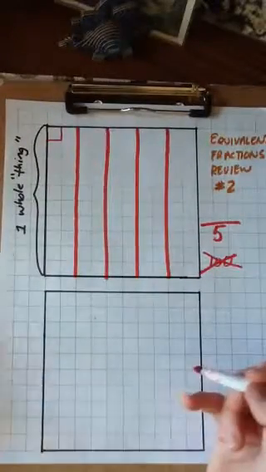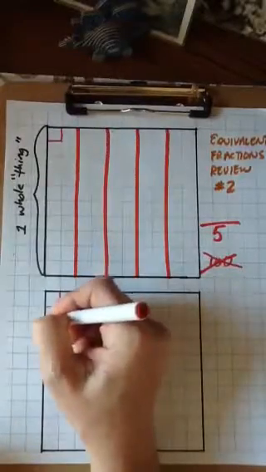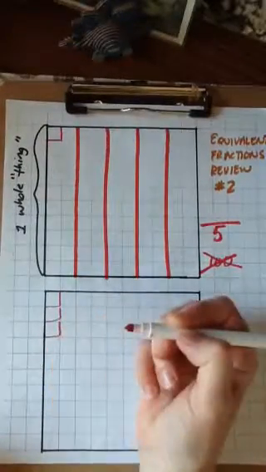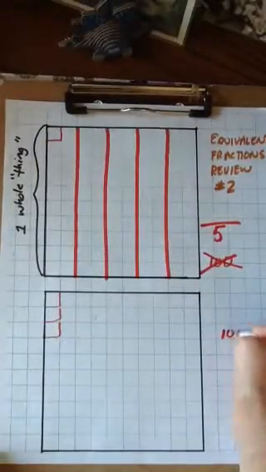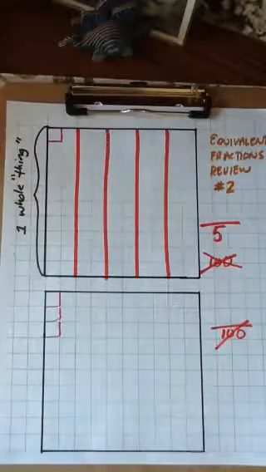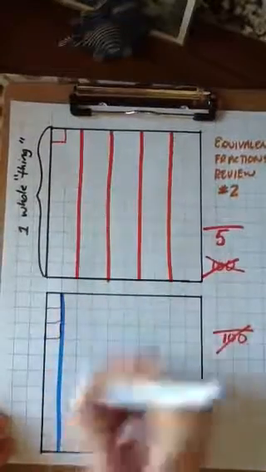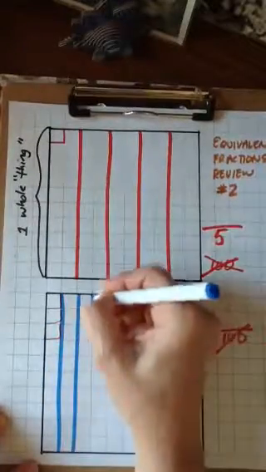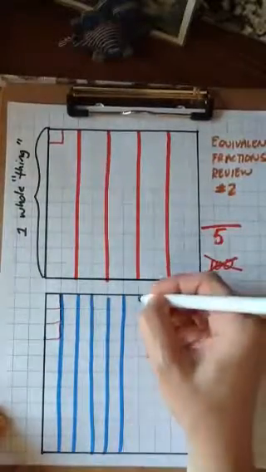Down here, I could divide it into hundredths if I wanted, right? But we're not going to. I'm going to divide it instead into 10 pieces. 1, 2, 3, 4, 5, 6, 7, 8, 9, 10.